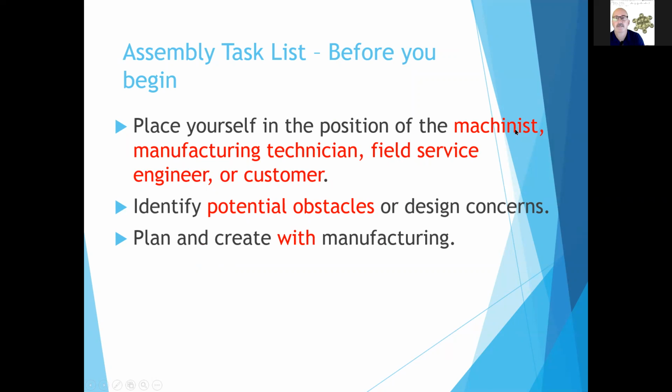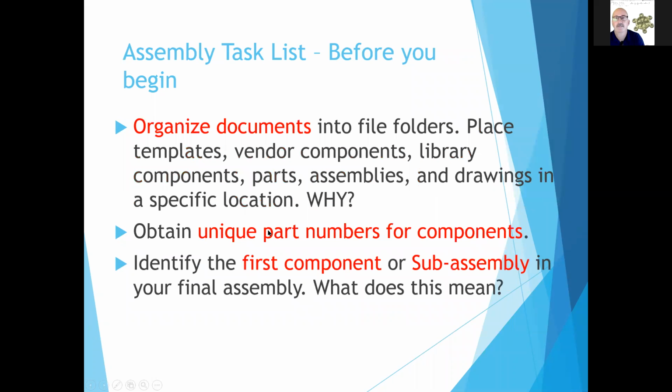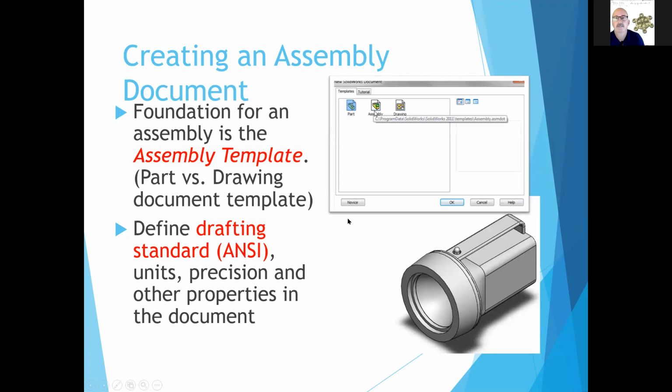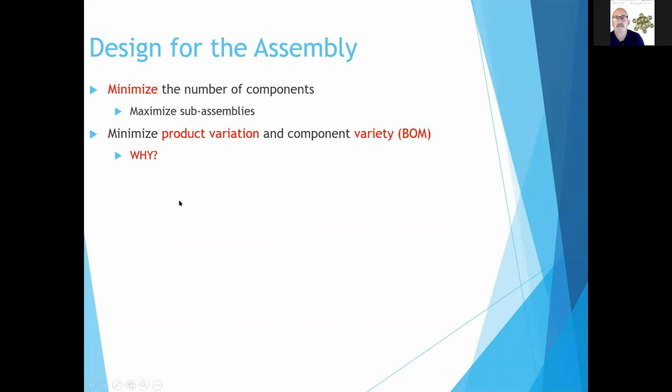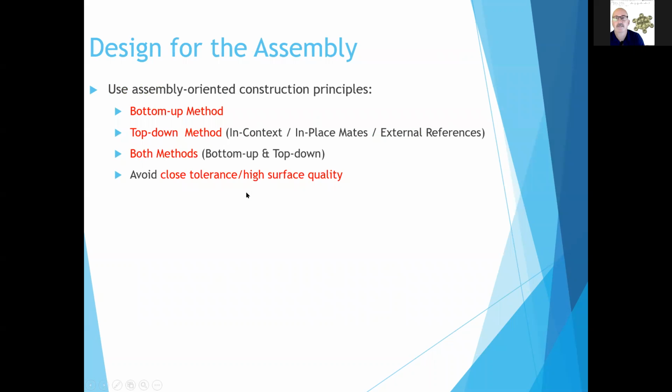So, you put yourself in the machinist position, or the person who is going to be working with these parts. Then as we go through, we can create these assemblies, extract bills of materials, and make parts lists. It's a very automated process. We'll start off with an assembly document, and that document has the standards like ANSI attached to it.